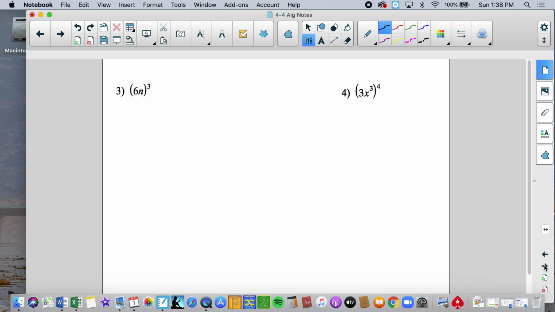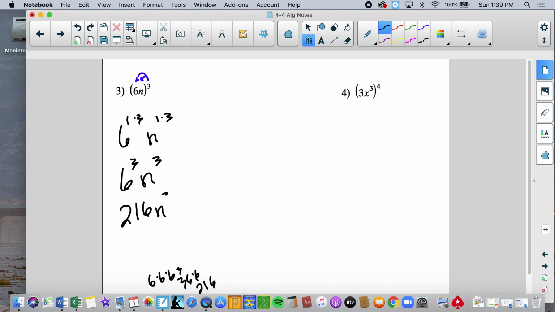This is our first multi-thing. We have a constant and a variable in the parentheses, so we have to distribute that power of 3 into both of those. So that's 6 to the 1 times 3, n to the 1 times 3, 6 to the 3rd, n to the 3rd. 6 to the 3rd is 6 times 6 times 6, which is 36 times 6, which is 3 times 6 is 18 plus 3 is 21, 216, 216 n to the 3rd.